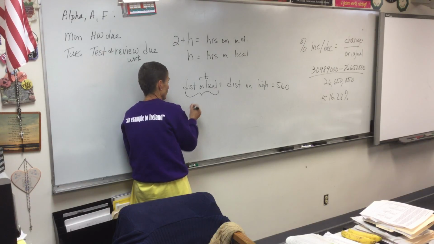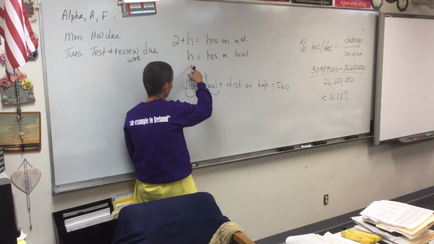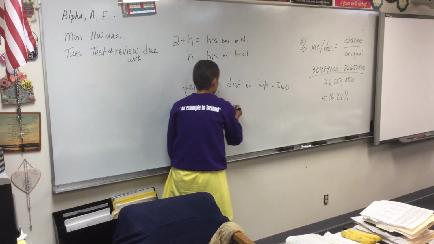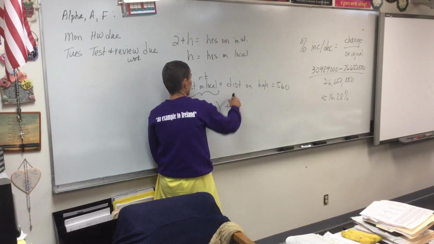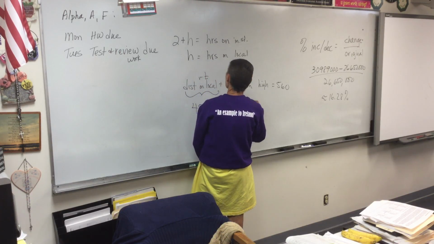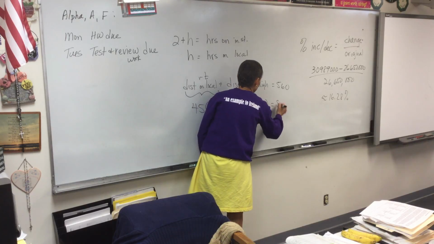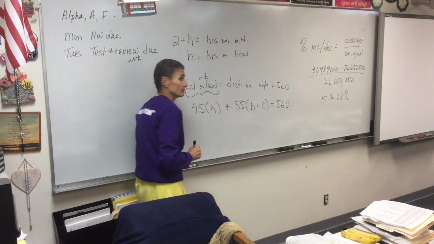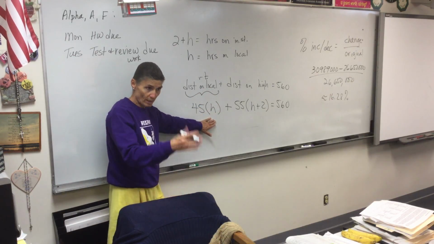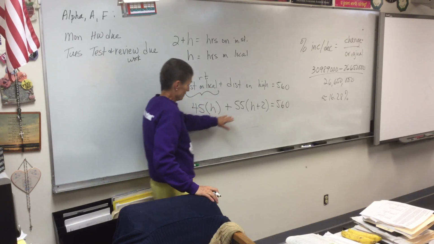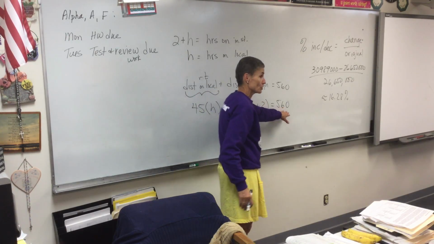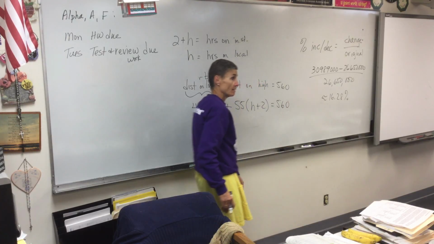Rate times time. So, what is the rate on the local highway? 45. You told me the time was h. Plus, what is the rate on the highway? 55. And you told me the time was h plus 2? There's your equation. The distance on the local roads, which is rate times time, plus the distance on the highway, rate times time, equals the total distance, which is 560.